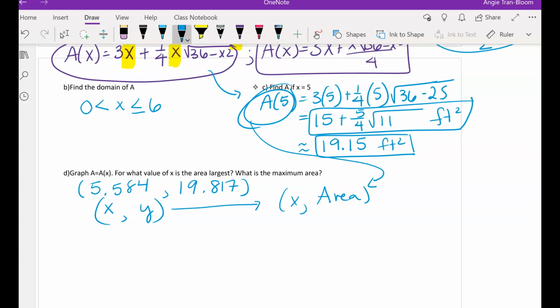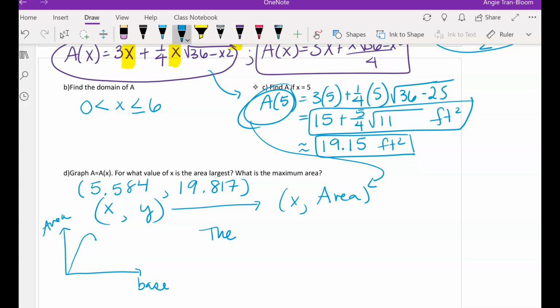So, for what value of x is the area the largest after you graph it out? What I would like for you to do is sketch it out first. X represents your base, and then y is your area. I don't need an exact curve, I just need you to do that sketch. Then answer the questions: for what value of x is the area the largest? What is the largest area?